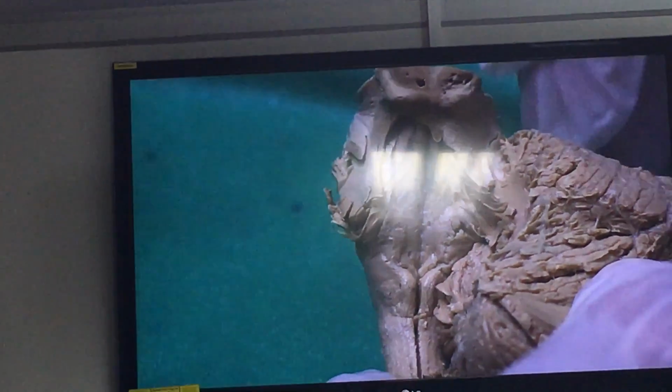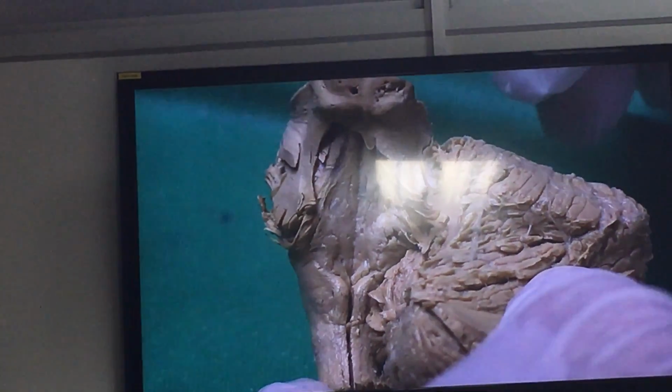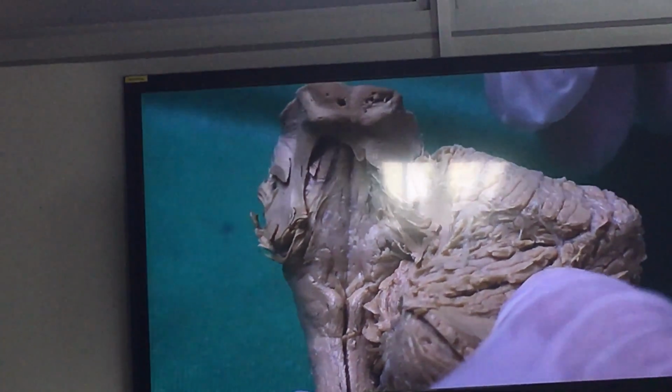Okay, so that's beautiful right there. And you can see the what? The gracile nuclei very, very clearly right here. Okay? Let us move into what we're going to do today.